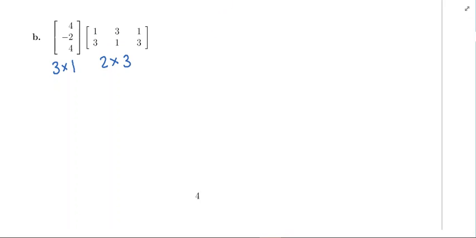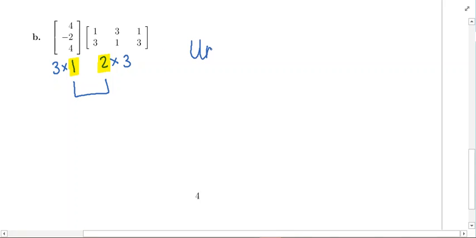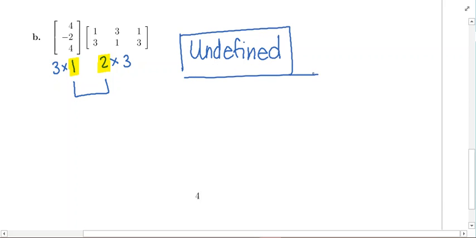So remember, you need to check the inner numbers. This is the number of columns in the first matrix. Does that equal the number of rows in the second? These numbers do not match. The number of columns in the first does not equal the number of rows in the second, so you cannot perform this multiplication. Can't do it. Can't multiply these two together. So all you need to write down here is that this matrix multiplication is undefined. Okay, let's try another.